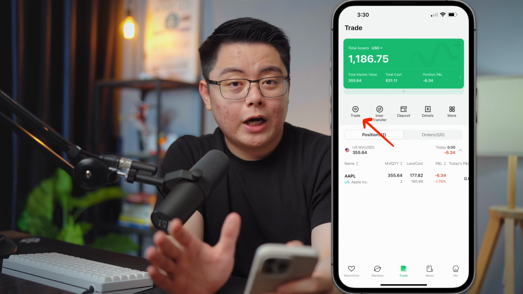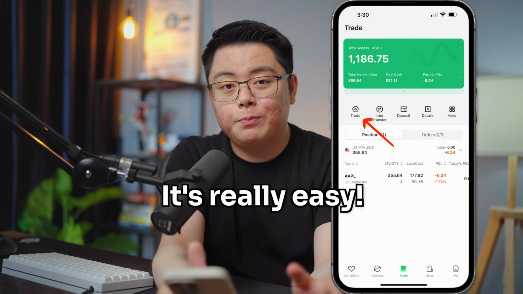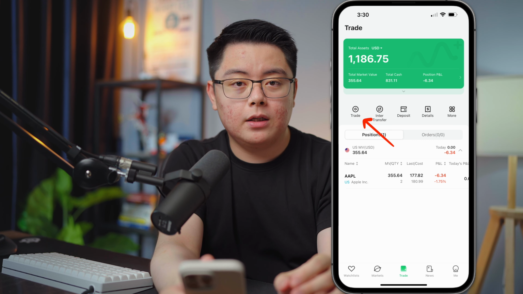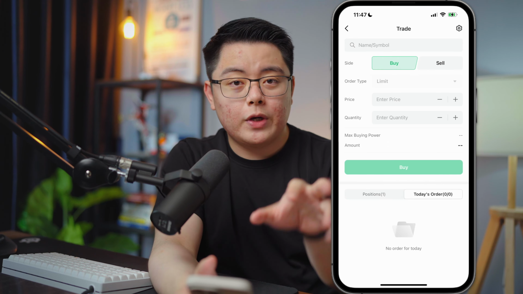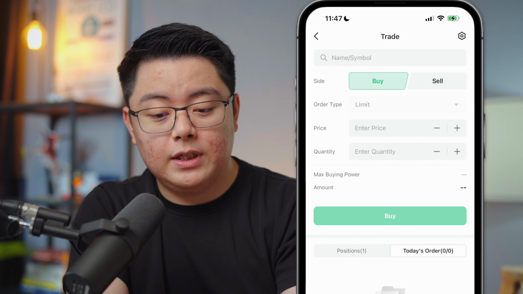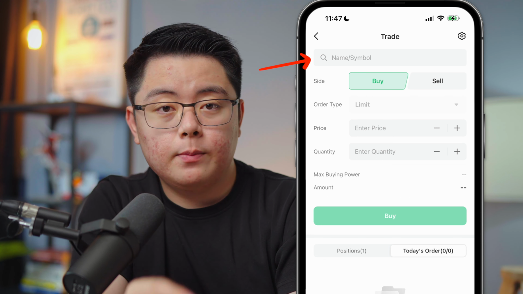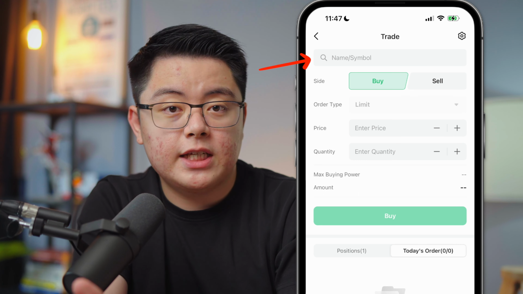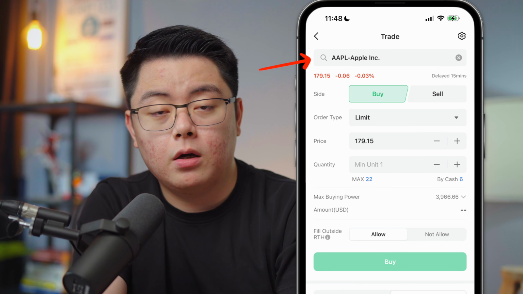Okay, now let me show you how to buy US stocks. It's really as simple as ABC. You can tap into this trade button or use the buy button under the stock that I've shown you earlier. So at this page, it's literally like placing an order for the food you want to eat, except this is buying a stock lah. For the name and symbol bar, you can write down the name of the company you want to invest in. For the purpose of this demo, I'll be buying Apple share or Apple stock just to show you the process.